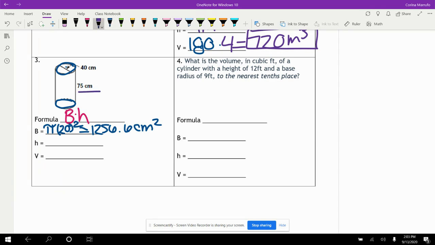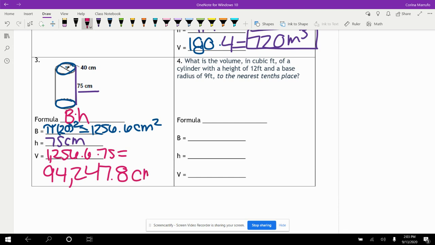All right, next is going to be the height. So this is the height of our prism. That gives us 75 centimeters. So now we're ready to find the volume. So it's big B, which is 1,256.6 times 75. And I'm going to plug that in. And that gives us 94,247.8 centimeters cubed.